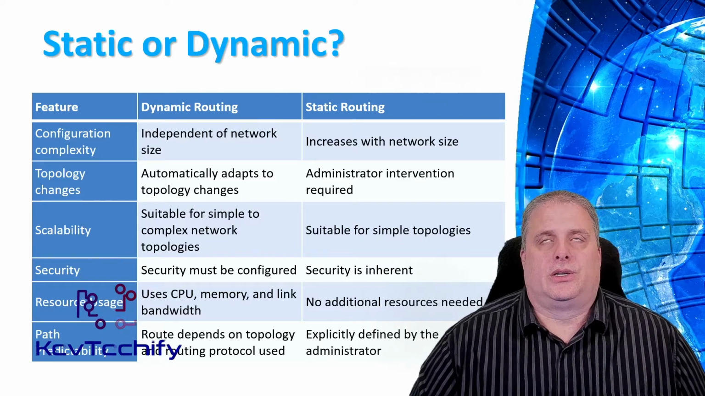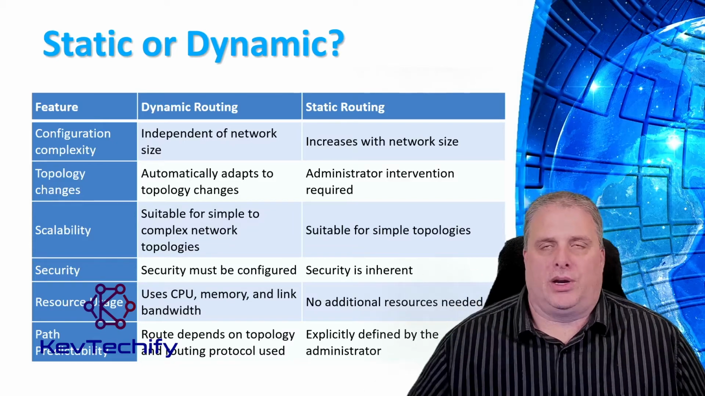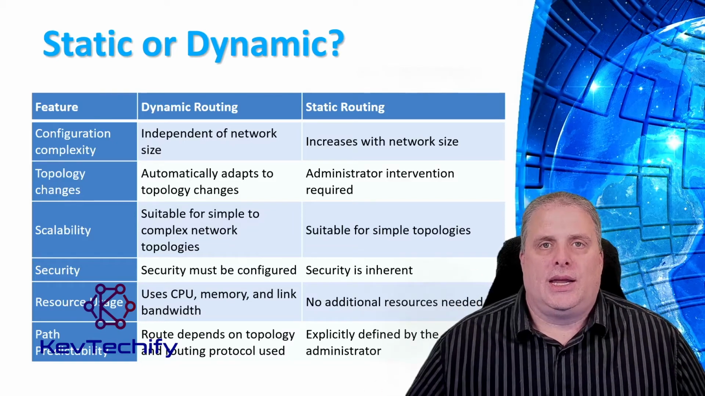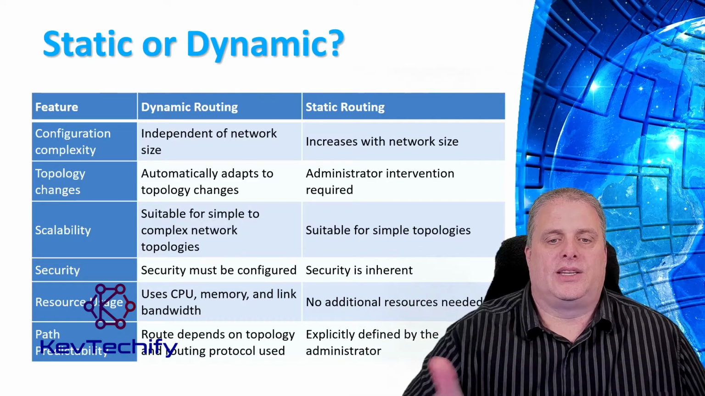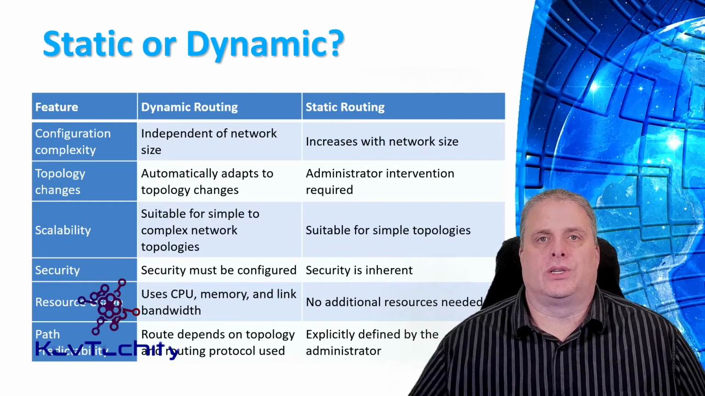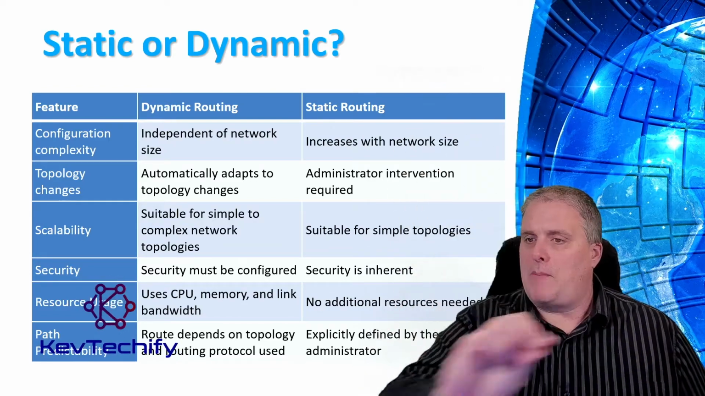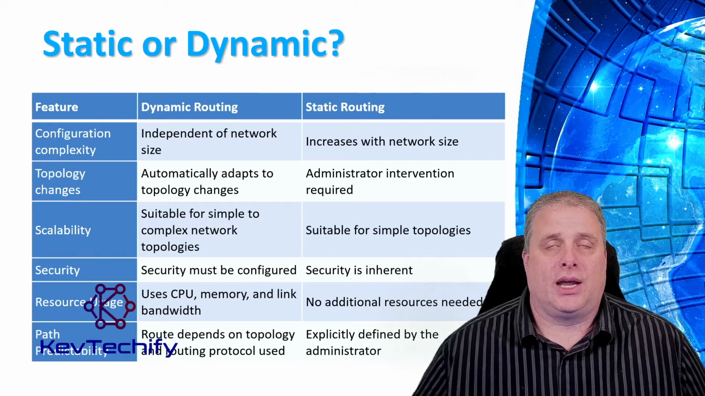Resource usage. Dynamic routing protocol, it uses the CPU, it uses memory, it uses link bandwidth. It has to think about which is the best route, and then it sends it out. For static routing, there's no additional resources. It sees that static route, it matches it in a routing table, and it sends it out. There is no thinking about it at that point in time.